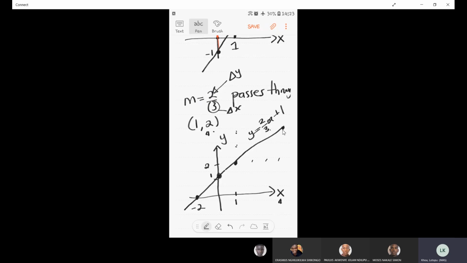Okay, so that's it. So using the gradient to draw a line is not difficult. Just remember the numerator tells you how many units up or down to move, and then your denominator tells you how many units left or right to move. So get another point from the point that you started with, and then you just take a ruler and connect the 2 points.